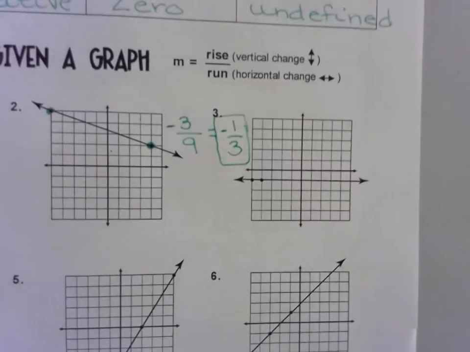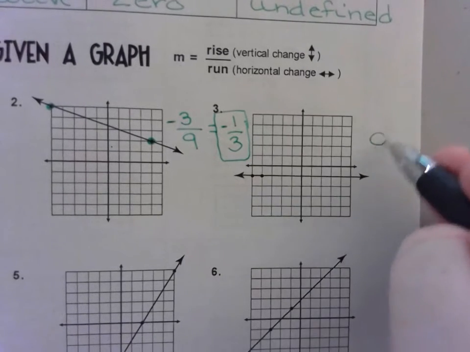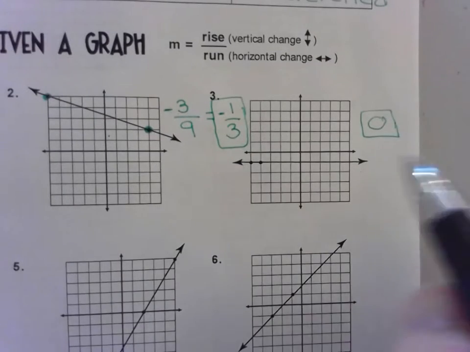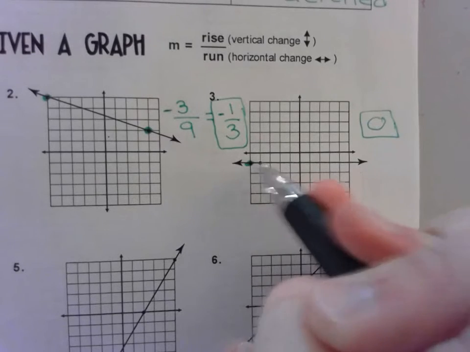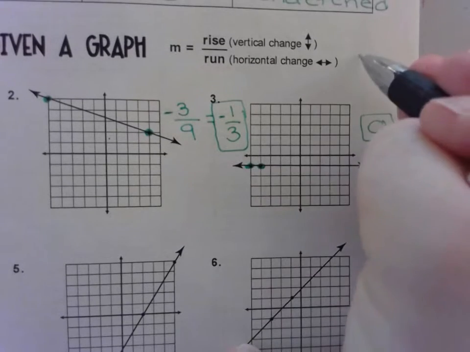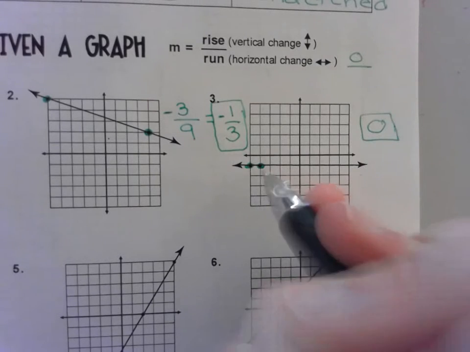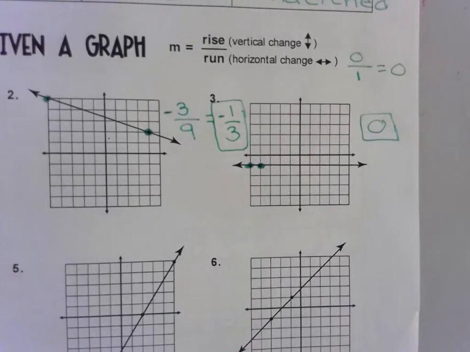What's the slope on 2 or on 3? It's a horizontal line. It always has a 0 slope. Now if I think about rise over run, let's think about this real quick. How much do I rise? If I look at my 2 points, I don't rise any. So 0. How many do I run? 1. So it's 0 divided by anything is 0. You can also think about it that way.